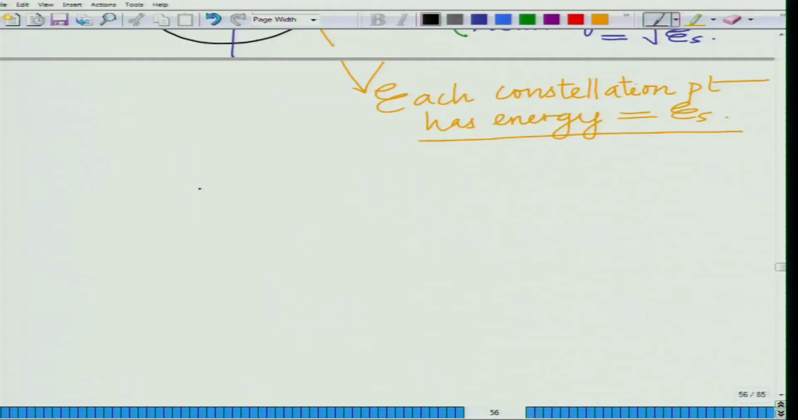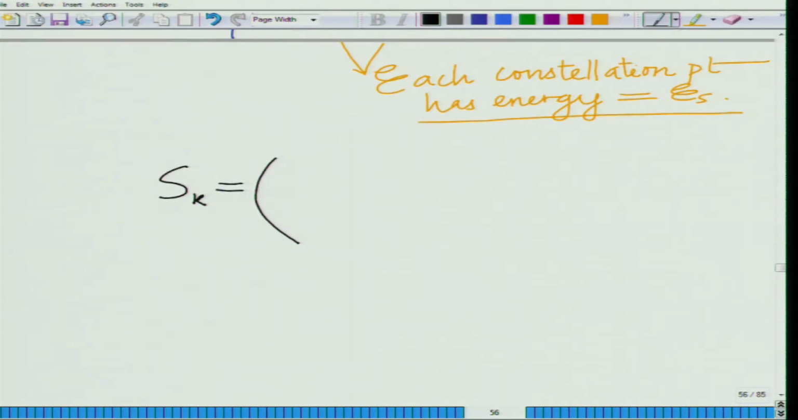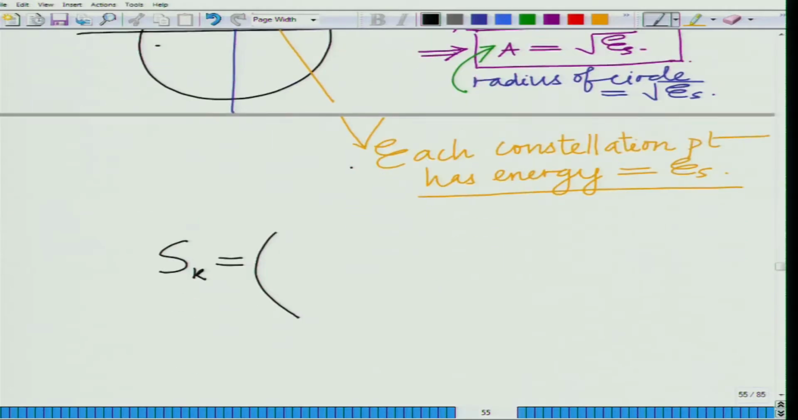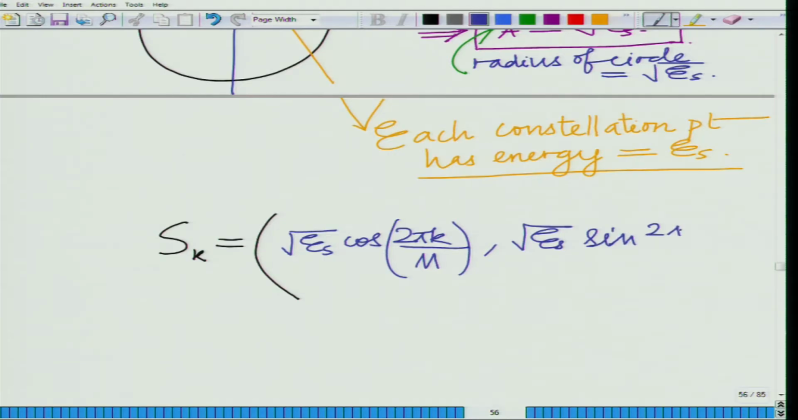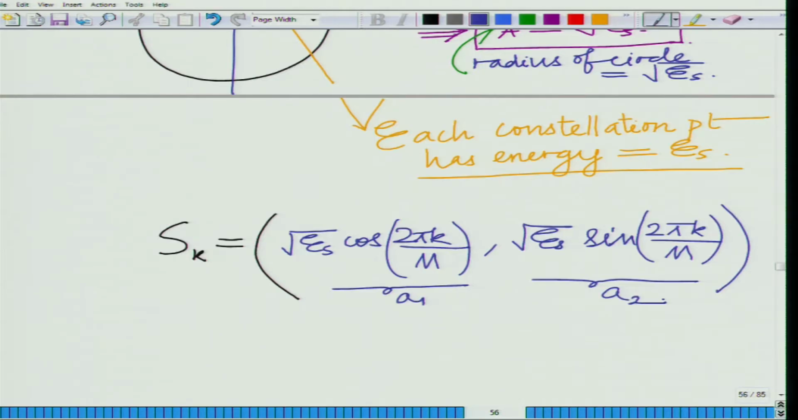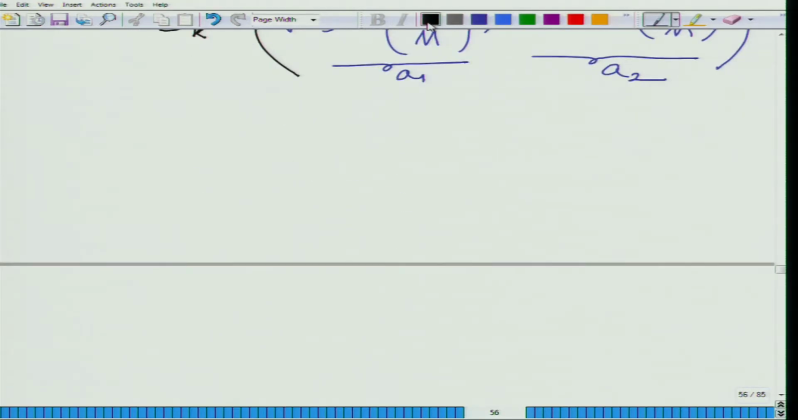The kth symbol is given as S_k equals square root of Es cosine 2 pi k over M, and square root of Es sine 2 pi k over M. So this is your A1, this is your A2. And now what we want to see is the receiver processing.